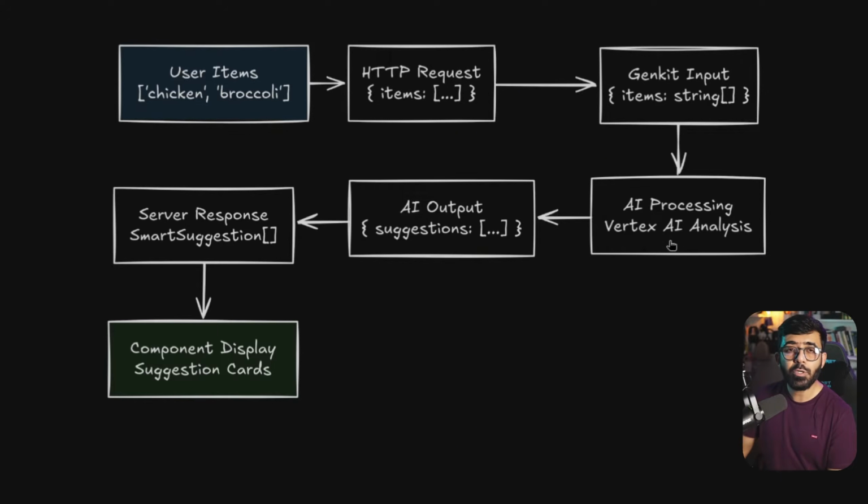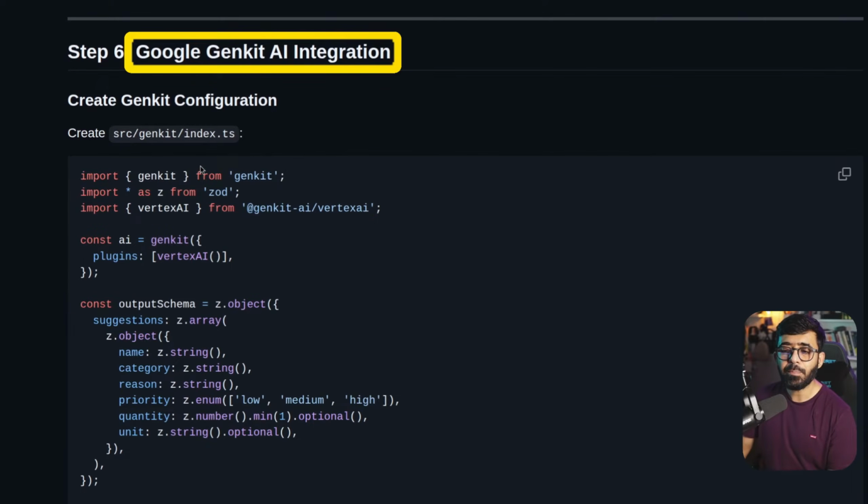model. The AI model will process this on Vertex AI, which is on Google Cloud. It would give us back an array of suggestions. The array of suggestions from the AI, which is Vertex AI, comes back to our server response, and the server response essentially gets displayed on the card. So once the server response comes to the front end, it essentially displays those. Now we're going to go ahead and implement the Genkit.